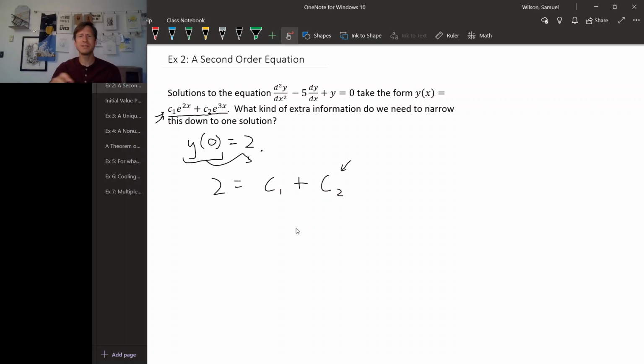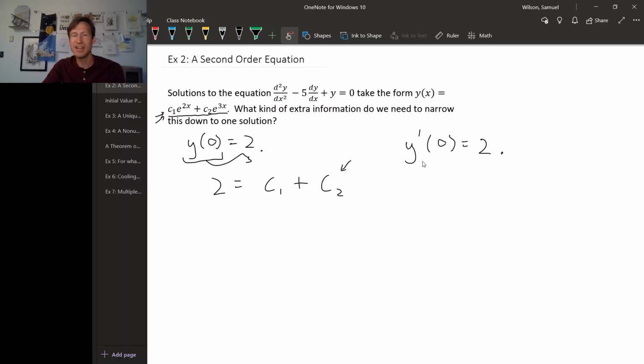And there are a few ways you might add information to this setup to produce another equation. You might specify the value of y at a different x value, or you might specify not just what y is at 0, but also specify what y prime is at 0. So let's add a condition by saying that y prime of 0 is 2.